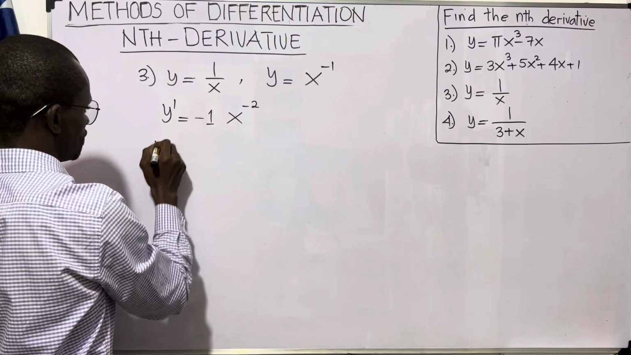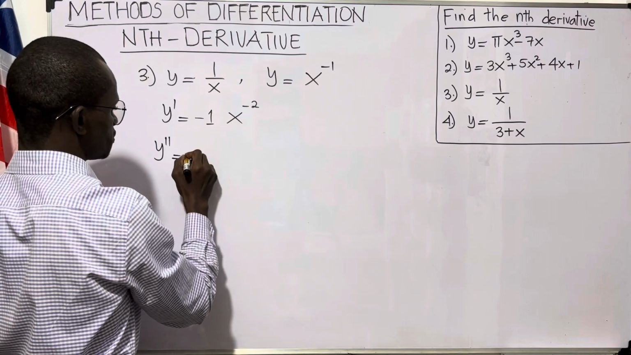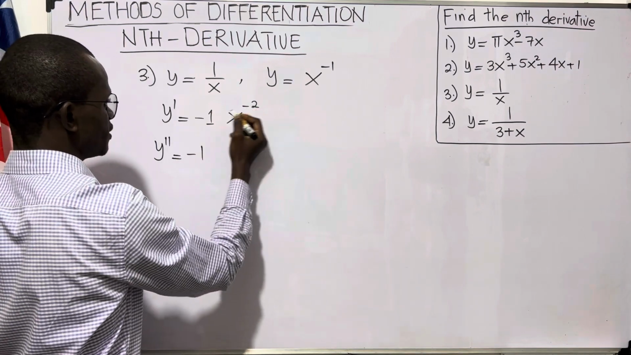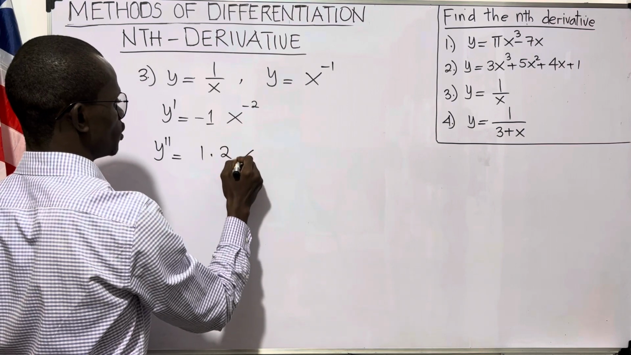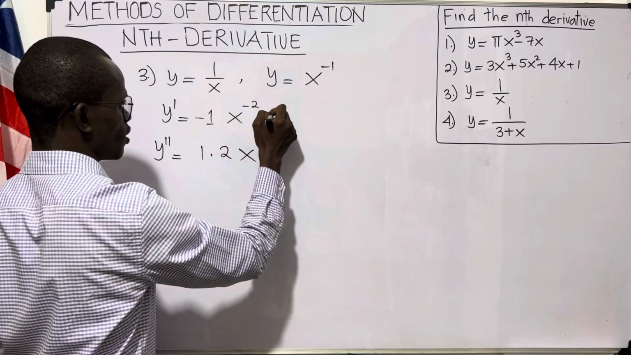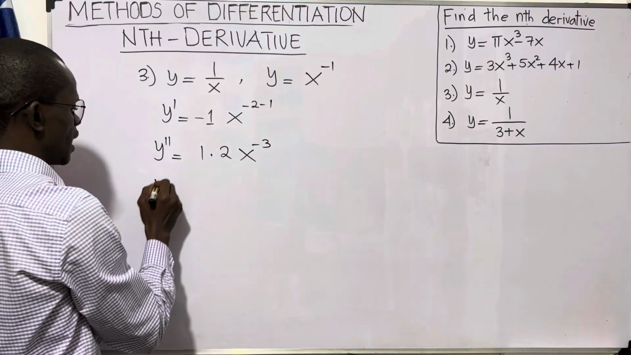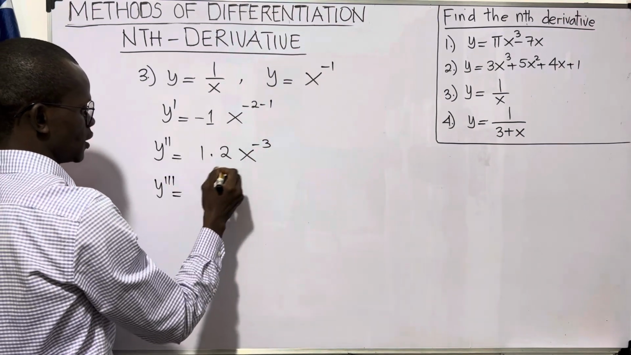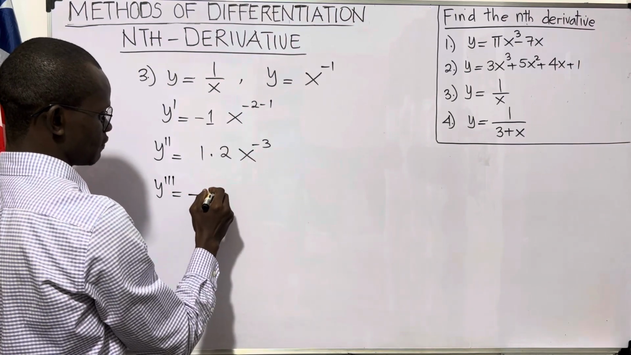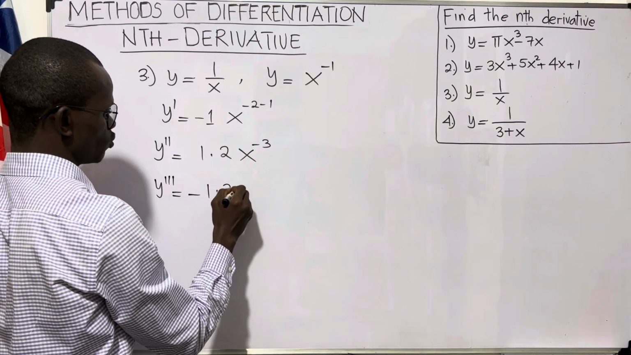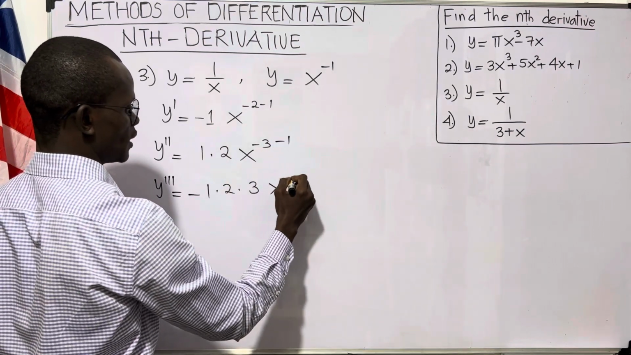We find the second derivative. Bring this minus 2 down, so it's minus 2 times minus 1. Minus times minus is positive, so this is positive 2, x raised to the power, subtract 1, now it's minus 3. So for the third derivative, bring this 3 down, so it now becomes negative 1 times 2 times 3, x raised to the power minus 4.